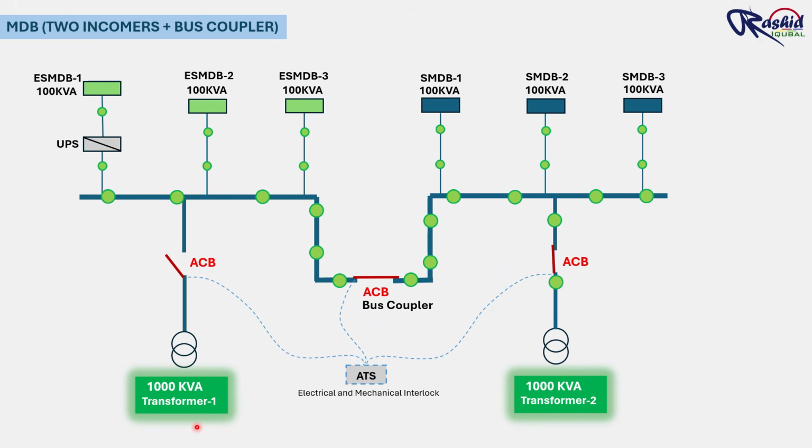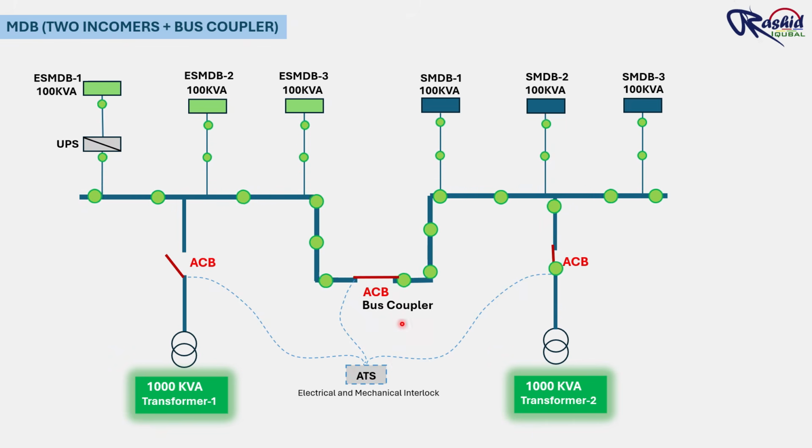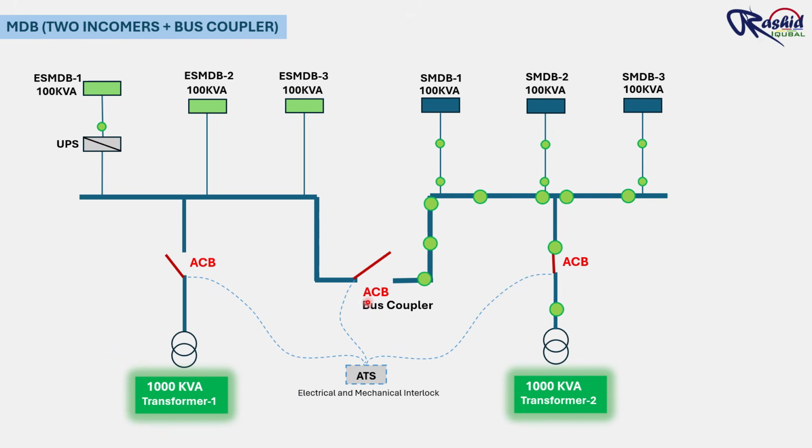Once transformer 1 is rectified, the ATS gives instruction to the bus coupler to open the ACB to disconnect the supply coming from transformer 2. During the changeover time, critical load continues to run on UPS, so there is no interruption. This setup is ideal for critical applications where power interruption is not acceptable.